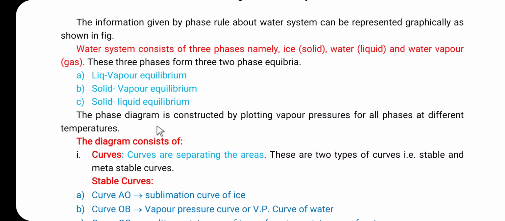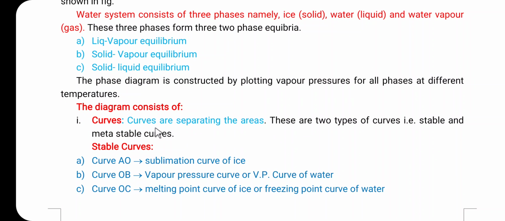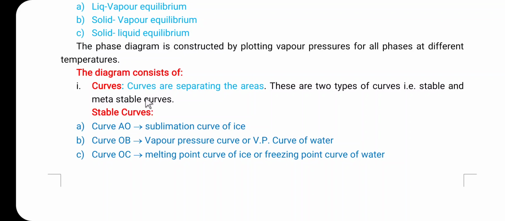The phase diagram is constructed by plotting the vapor pressure of all phases at different temperatures, as we have already discussed. The diagram consists of the curves. Again there are two types of curve: stable curves and metastable curves. The curves are separating the areas.